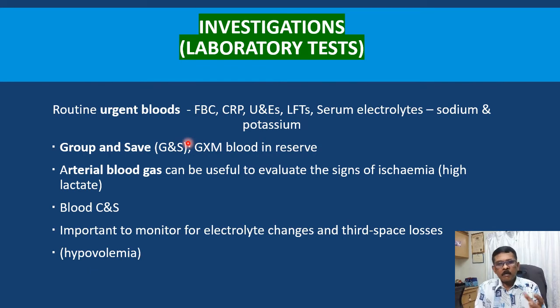Sometimes, if you suspect strangulation, you may have to group and cross-match blood in reserve in preparation for possible surgery. Arterial blood gases, especially the pH of the blood, will be acidic, due to the high lactate if there is strangulation and gangrene of the bowel. Blood culture and sensitivity is important to take on admission of the patient, and I have to emphasize again the importance of monitoring the patient's water and electrolyte balance.